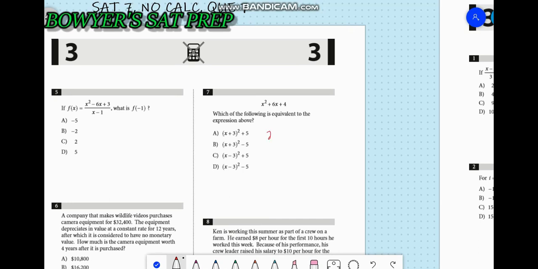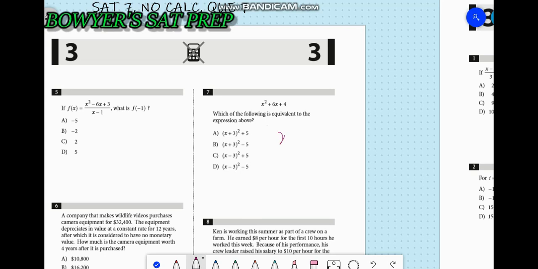So you can pause the video, solve it, and when you finish, you can check your answer. Pause it for like 30 seconds, and use the 30 seconds to solve it. Alright, so let me solve. I use the purple pen.